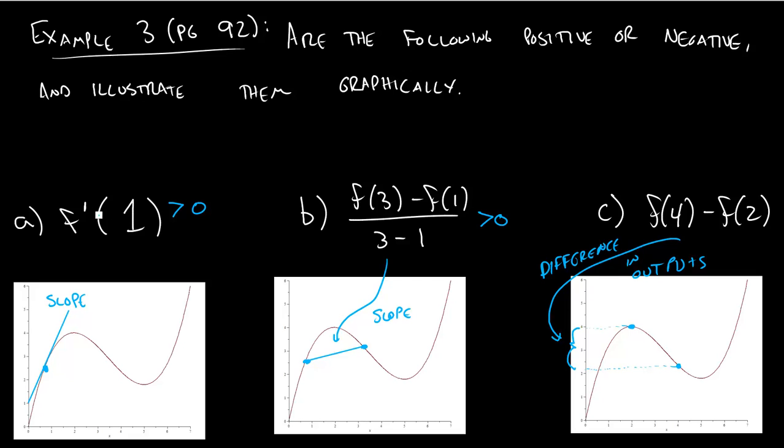So this one is about the slope of a tangent line. This is about the slope of a secant line, we sometimes call it, just the line that goes through 2 points. And this is just about the difference in height between 2 other points.